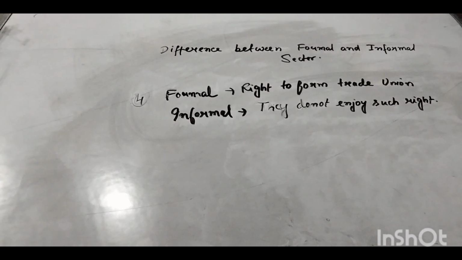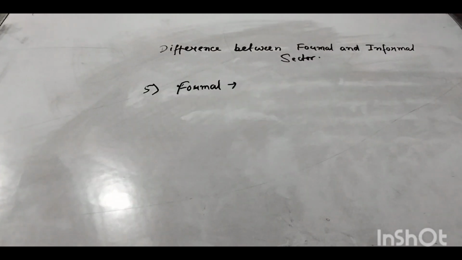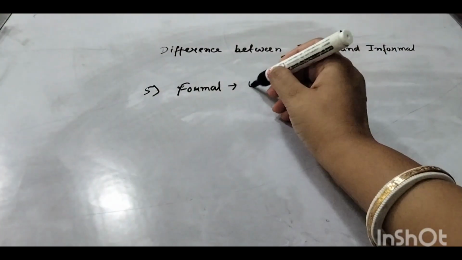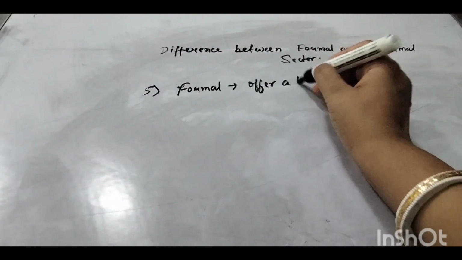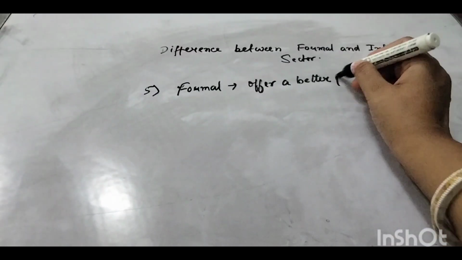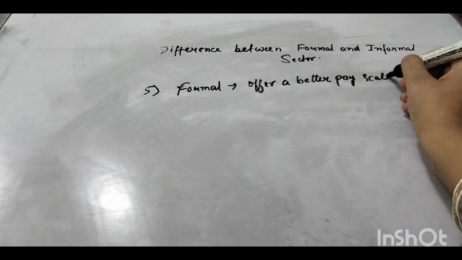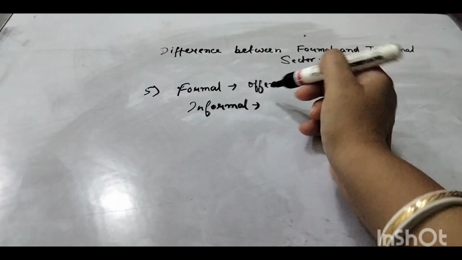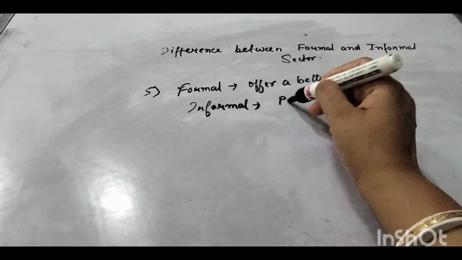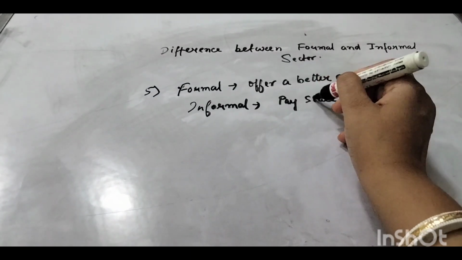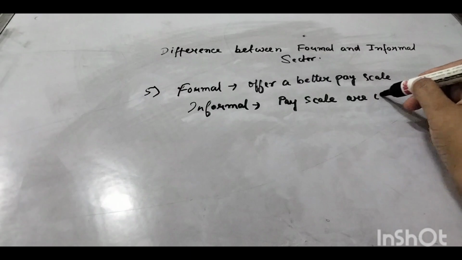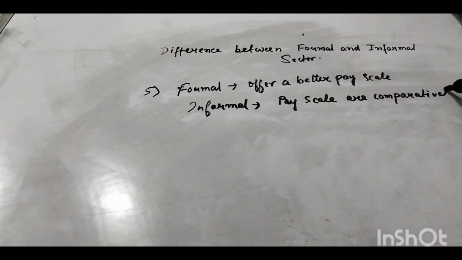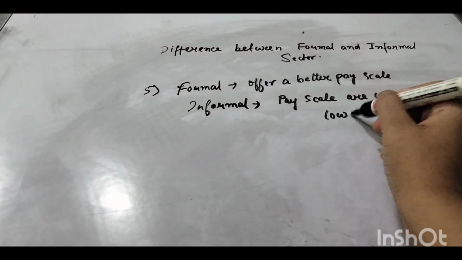Now let's move on to the fifth point: the formal sector offers a better pay scale, and in the case of the informal sector, the pay scales are comparatively low.